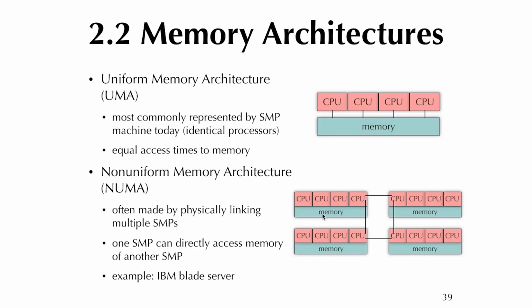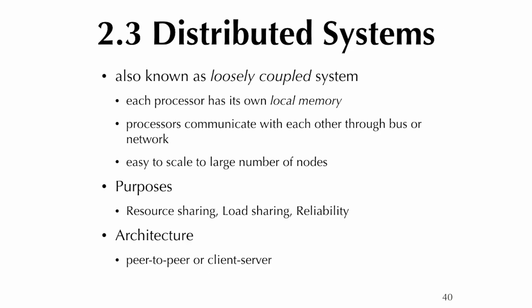So several of them share memory, but if you want to talk to some other ones, they talk over some other bus. Yes, you can get to some other group's memory, but that'll take much longer time. So this is called non-uniform memory architecture, or NUMA. Okay. So IBM Blade server is known for being a good NUMA architecture.